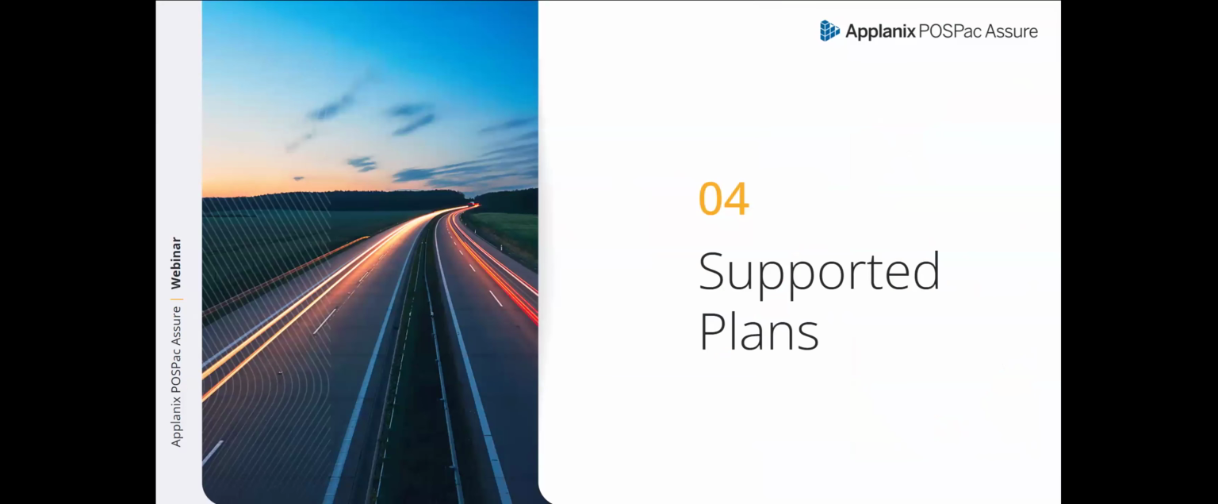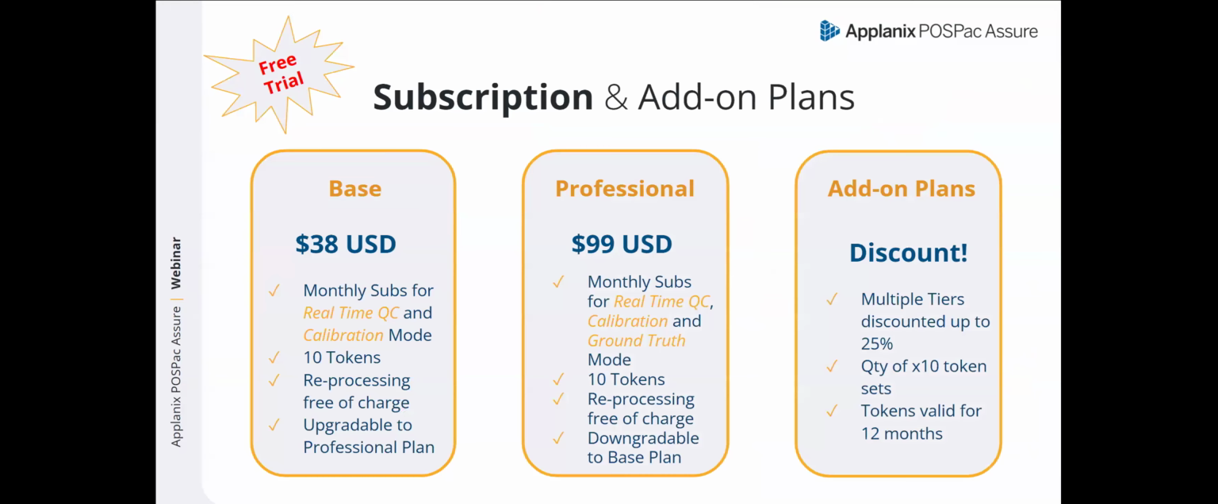So what are the supported plans? What is basically the business model here? First of all, everyone who signs up has a free trial. That free trial includes 3 tokens. A token translates into a mission and grants 1 mission load into POSPac Assure, independent of the mission length. One mission is 1 log of consecutive GNSS-INS data without any data gaps. So again, everyone who signs up has those free tokens.